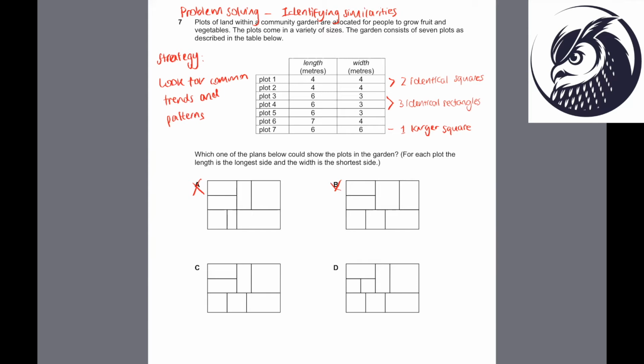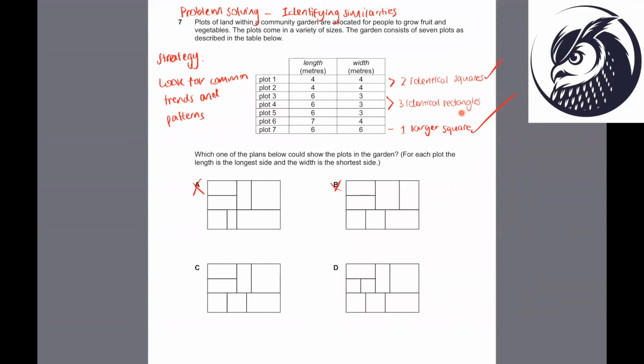Now let's move on to C. In option C, we see 2 identical squares here. And voila, we also see that one larger square there. Okay, so we know that option C is potentially our answer. And remember what I said, you always look through all your options before you choose it. So now let's look at option D.